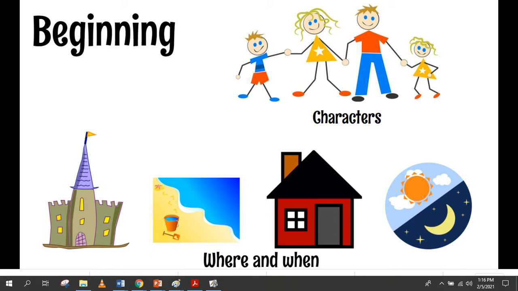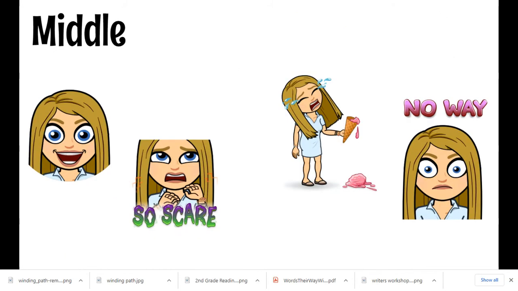Now let's talk about the middle of the story. Once you talk about who the characters are and where they are and what time of day it is, it's time to tell what's going on in the story. In the middle of the story, usually something happens. Sometimes it's something exciting. Sometimes it's something scary. Do you remember Little Red Riding Hood? She met a wolf in the forest and she was a little bit scared. Sometimes it's sad. Sometimes we're just surprised, like, no way. So the middle of the story usually tells something exciting.